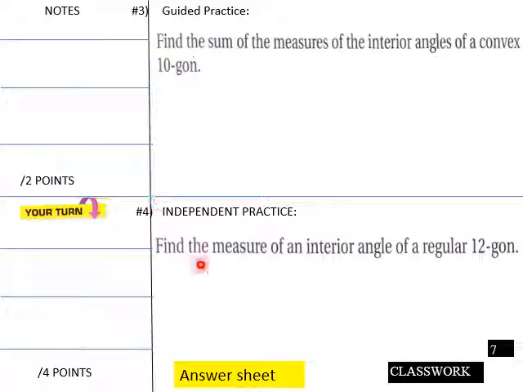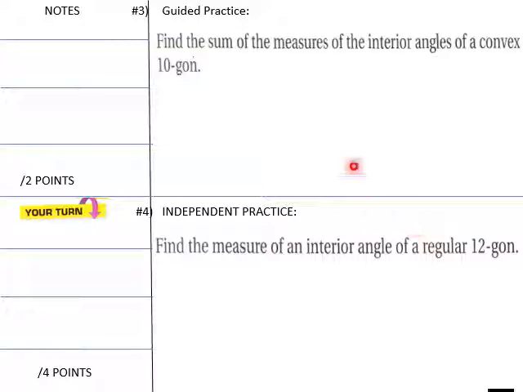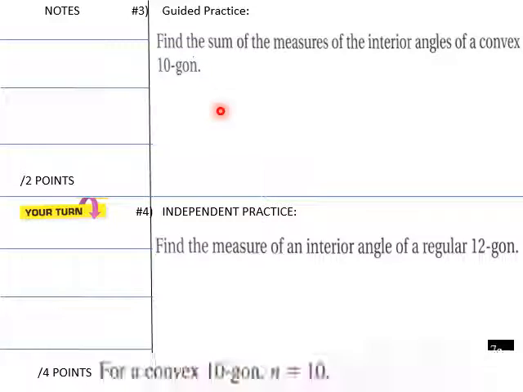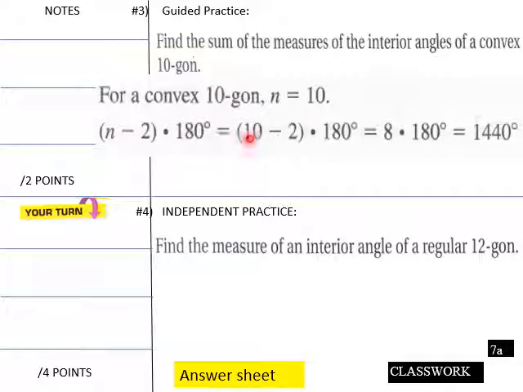Okay, so let's find the measure of an interior angle of a convex pentagon. That's our guided practice. And then you find the measure of an interior angle of a regular polygon. So our guided practice, number 3 up here. Here is our formula. We plug in 10 minus 2 times 180, so we get 1440 degrees here. This is the sum of the measures. So students, remember that. Don't make the mistake of finding a sum. We're looking for an interior angle, not the sum.